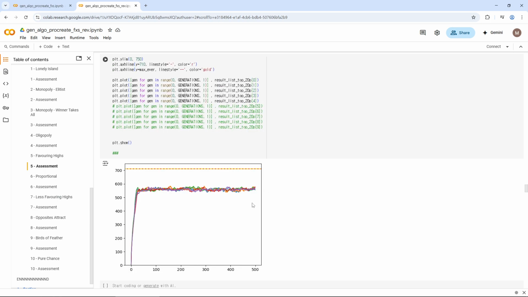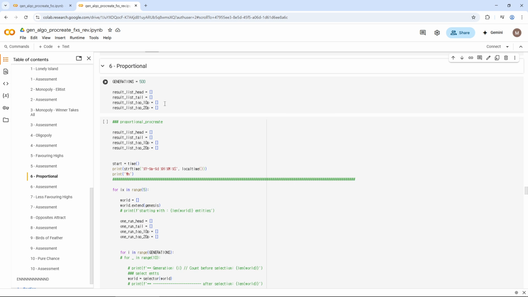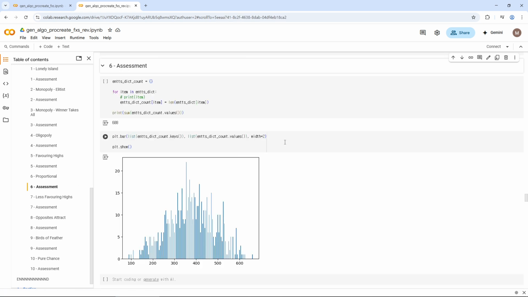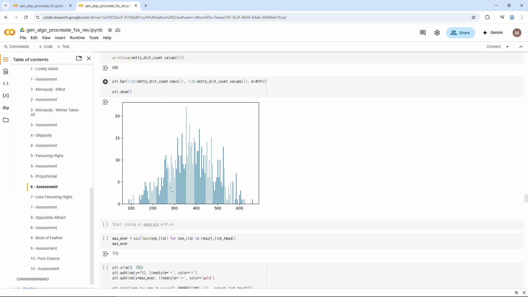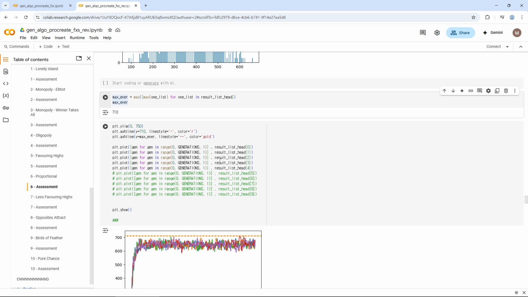And also for the top 20. Proportional. Again, same values. And when we look at the distribution, yep, not straying too far away from a normal distribution curve, the bell curve. Maximum ever has been 710, so that's a good thing.